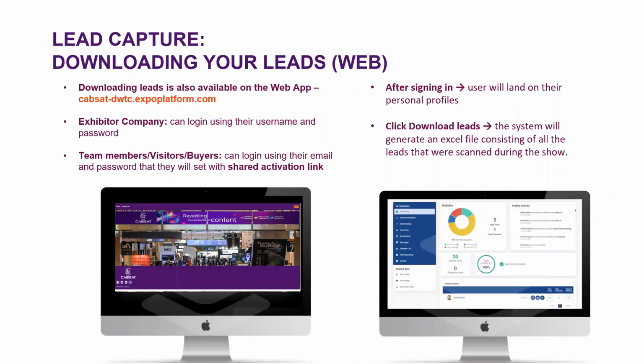You can also download the leads from the web version of the app by going to capsat.dwtc.exoplatform.com. Once you land on this link, you click on the sign in button. Once you click on the sign in button, enter your username and password. Once you enter your username and password, you'll be taken to the dashboard of your profile, from where you can download the leads in an Excel format.